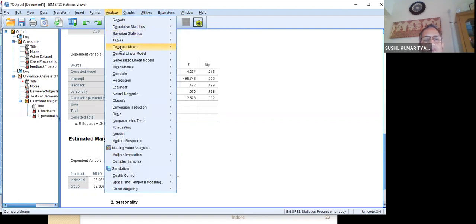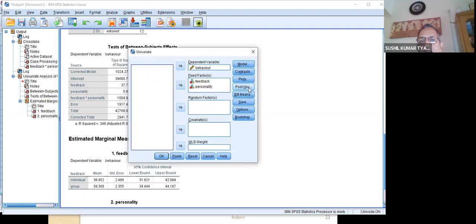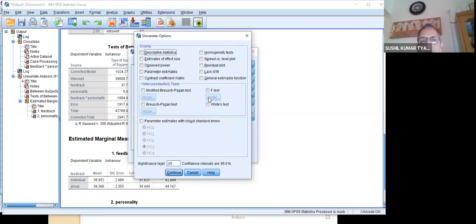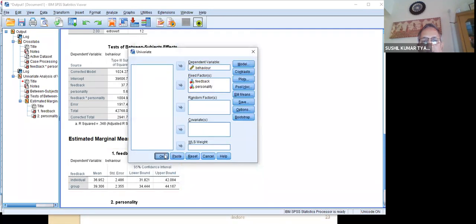Analyze, GLM, univariate. Now descriptives you have here. Descriptive will give you weighted means. Okay.